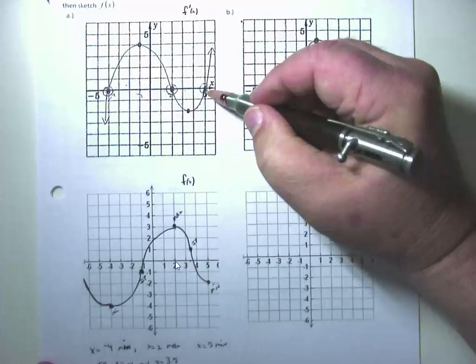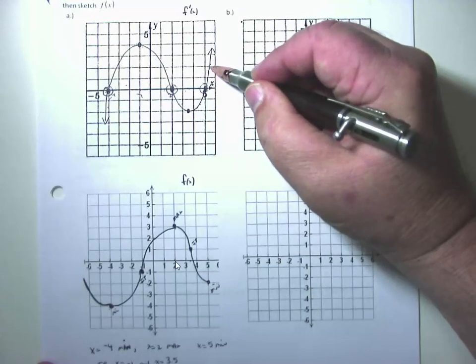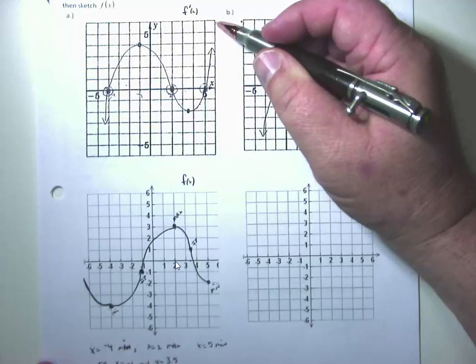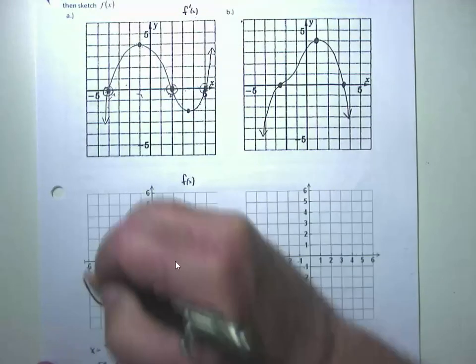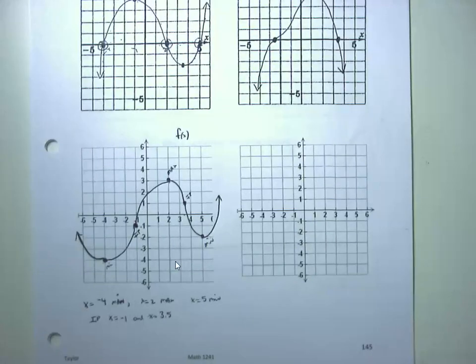And once I hit 5, now my derivative is positive. I'm increasing. My second derivative has a positive slope, so my second derivative is positive, so I'm increasing and concave up. That's what my picture will look like. Now let's go back and answer their questions.